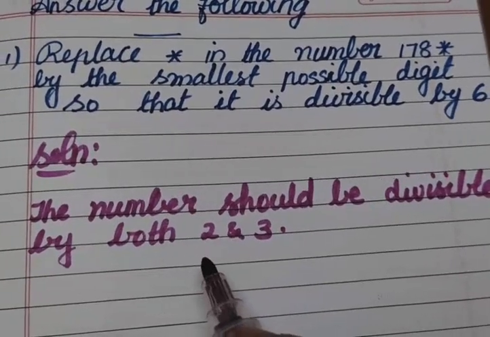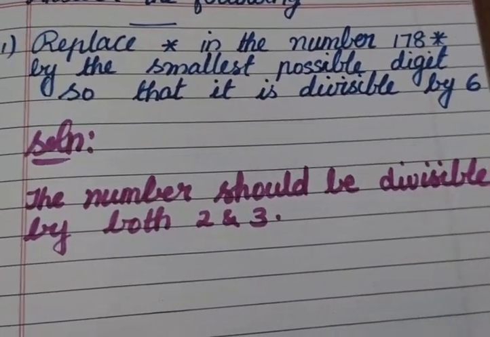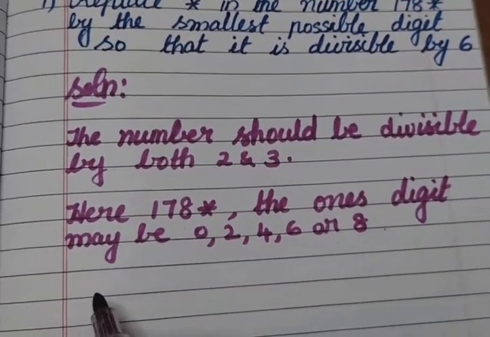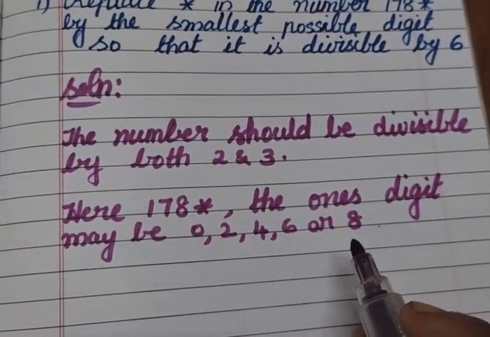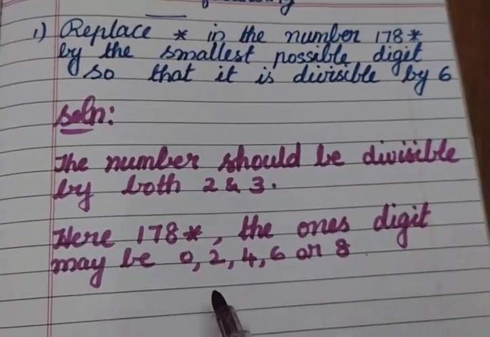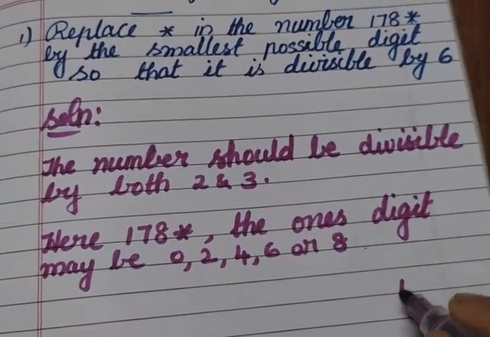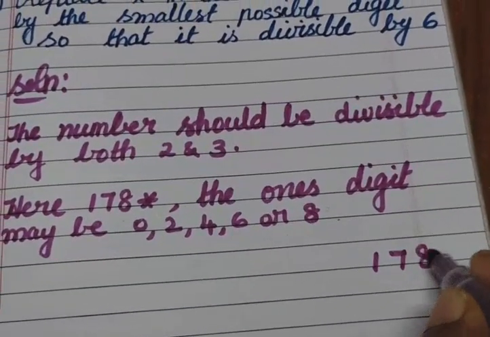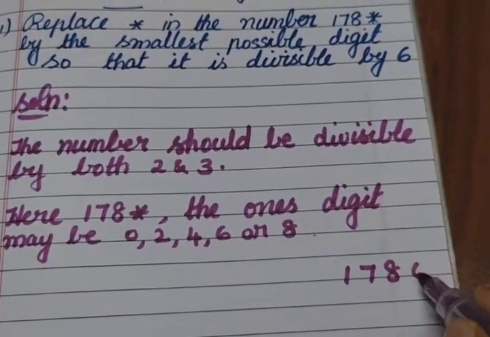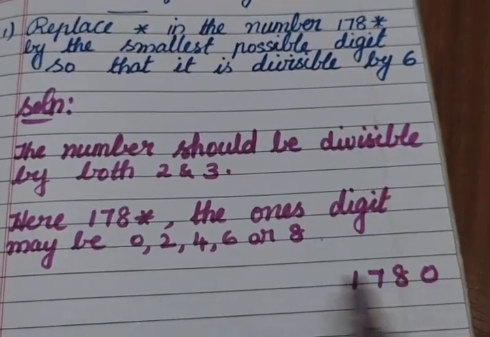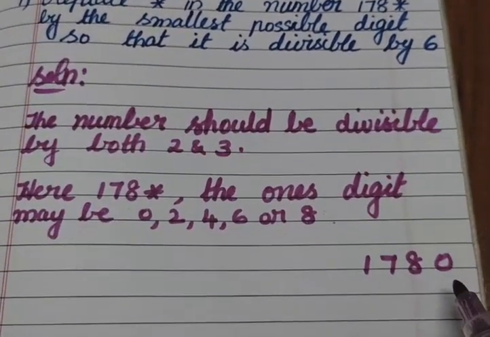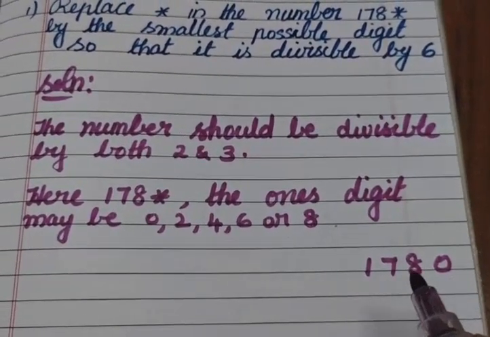Then first of all we have to check it is divisible by 2 or not. What's the divisibility rule of 2? Yes, the ones digit may be 0, 2, 4, 6 or 8, isn't it? So we can give 0. Then we can check it is divisible by 2 or not. See here the number is 1, 7, 8, star. Here in the place of star we can give 0 first. If we give 0, 1780, isn't it? So this ones place 0 is there, so it is divisible by 2.